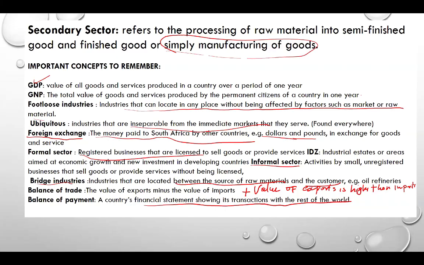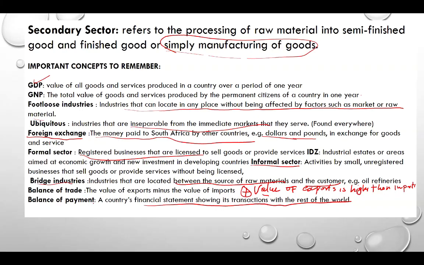So when you sell more than what you buy, or the value of what you sell is more than the value of what you buy, then you're going to have a positive balance of trade. But when you buy more than what you sell, or when the value of what you sell is lower than the value of what you buy, you are going to have a negative balance of trade, which is not good for a country.